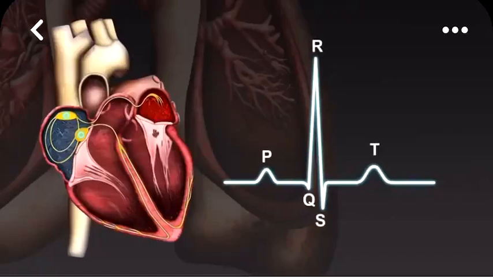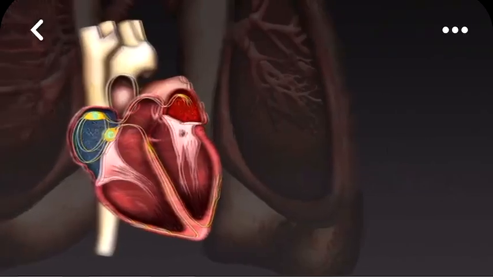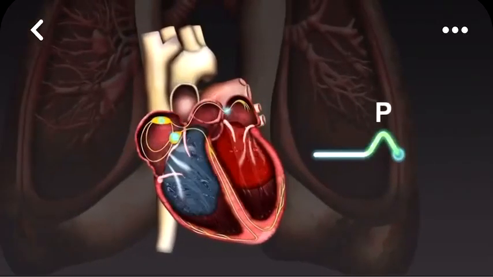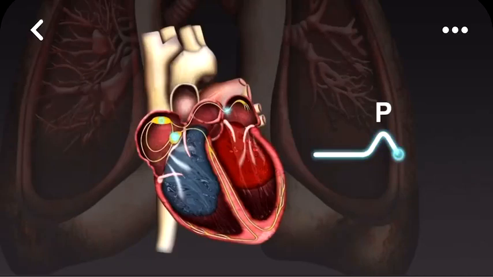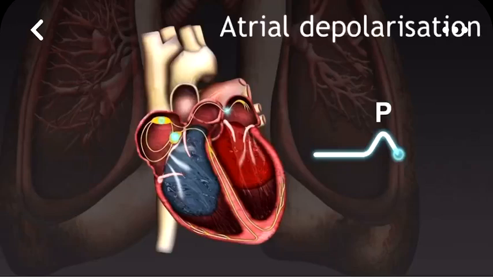Animation shows how the different ECG waves are produced during a cardiac cycle. The P wave is produced as the electrical impulse travels through the atria, causing them to contract. The P wave corresponds to atrial depolarization.